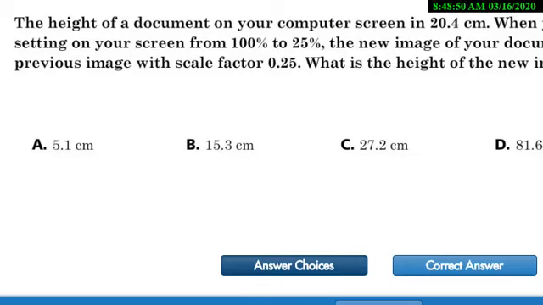I need you to understand something very important. Once n is between 0 and 1, that means it's a reduction. It's obvious and clear, it's a reduction, so the new length will be less than 20. So the answer will be A, which is 5.1. How can we get this? By multiplying n, which is 0.25, by the original length, which is 20.4, the result will be right away 5.1 centimeters.